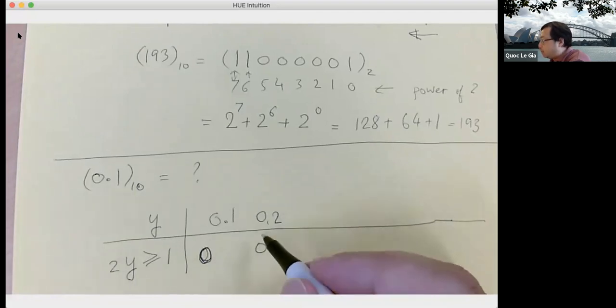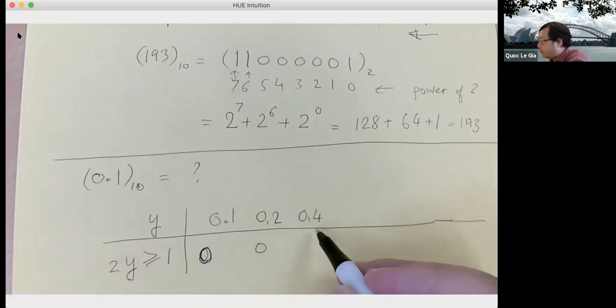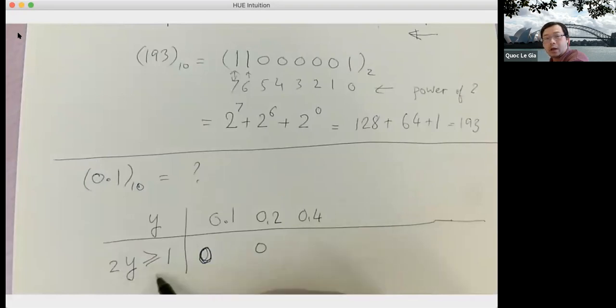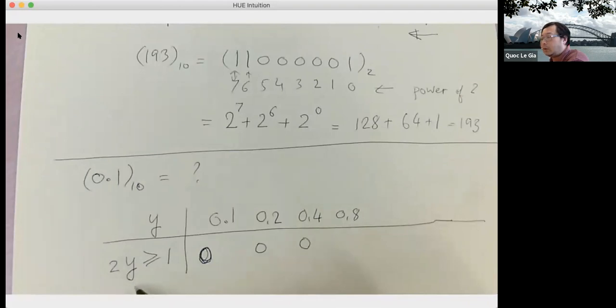Now you do the same. 0.4, you multiply by 2, so you get 0.8. 0.8 is still less than 1, so you put 0 here. Now you multiply 0.8 by 2, and something happens here. It's greater than or equal to 1, in fact greater than 1, because it's 1.6. You write 1 here.